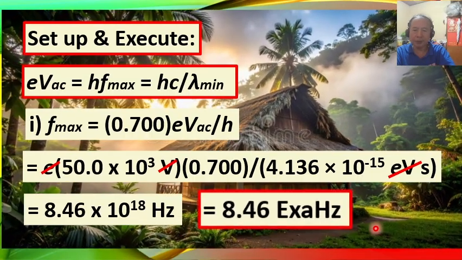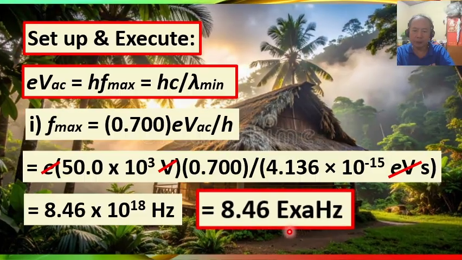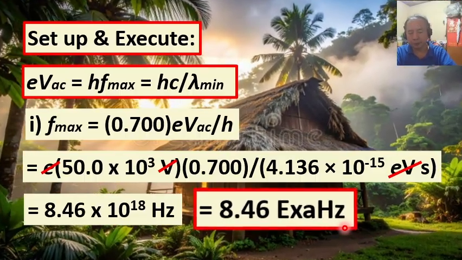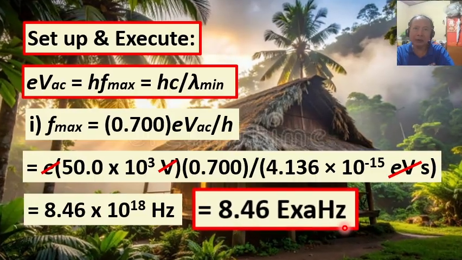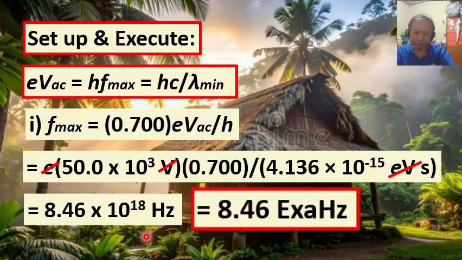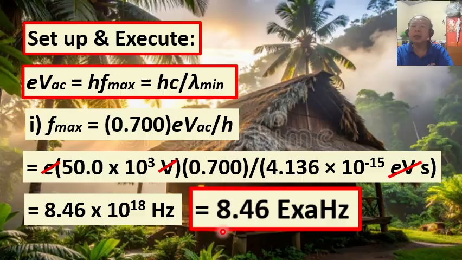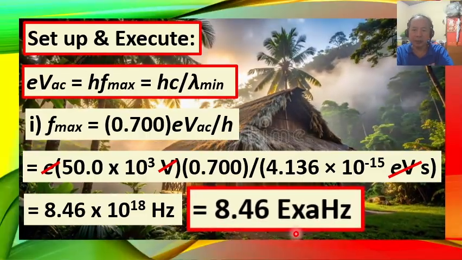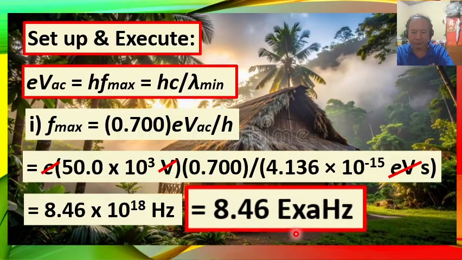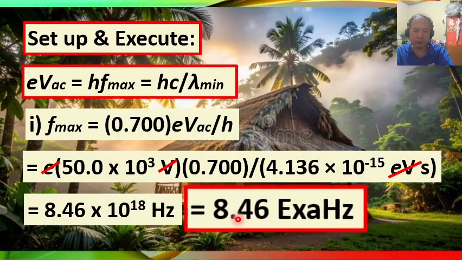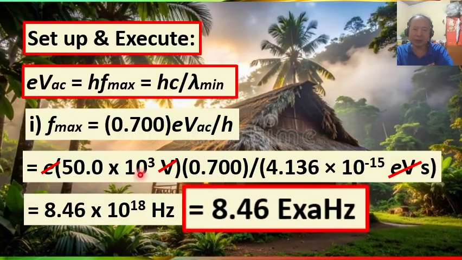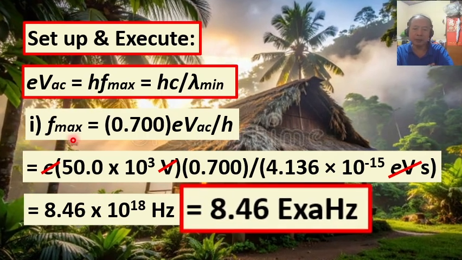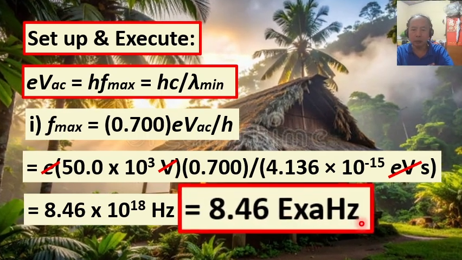All right. This is because 10 raised to the 18 hertz is equal to 1 exahertz. So this is our answer for the first question, maximum frequency of the emitted photon.